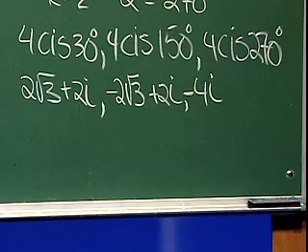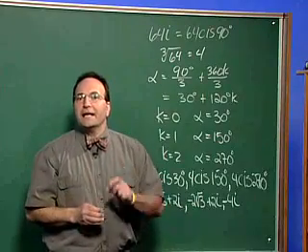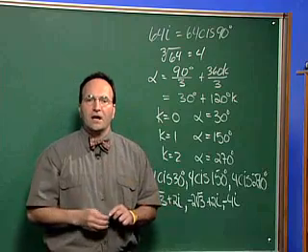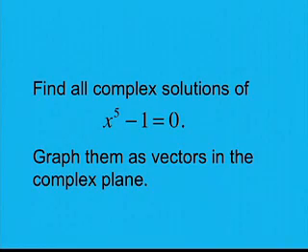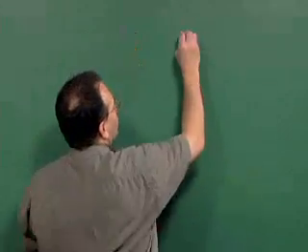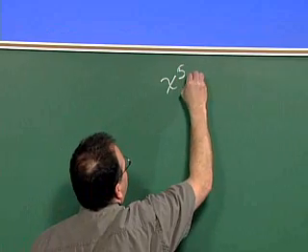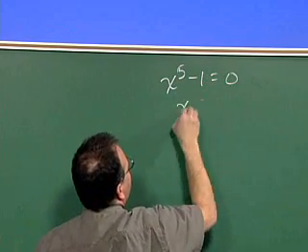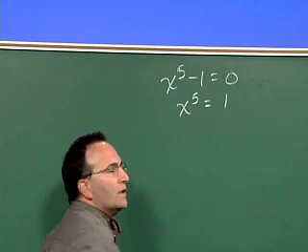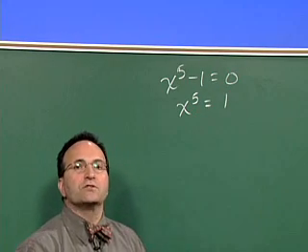All right, great job. Let's try solving an equation by finding complex roots. Find all the complex solutions of x to the 5th minus 1 equals 0. Graph them as vectors in the complex plane. So the first thing we'd want to do is write x to the 5th minus 1 equals 0, which means x to the 5th equals 1. So we're looking for the 5th roots of 1.